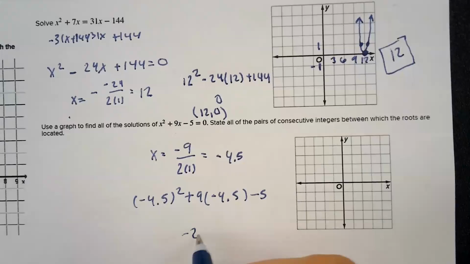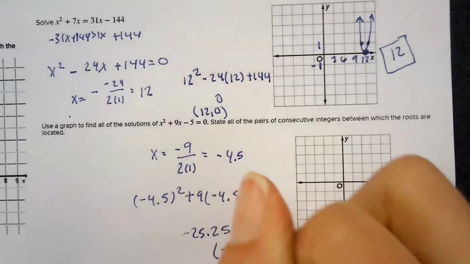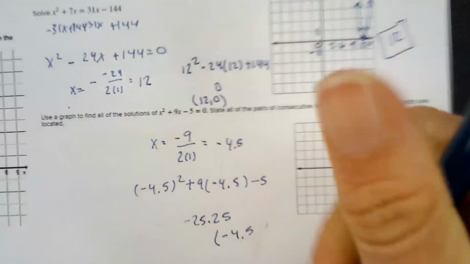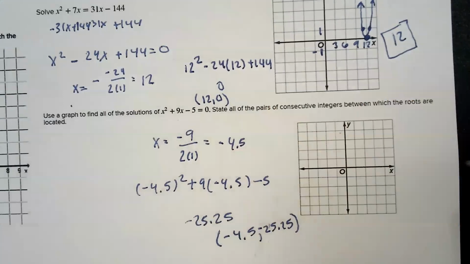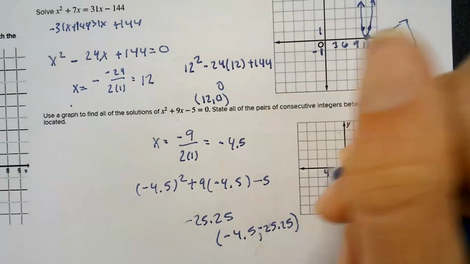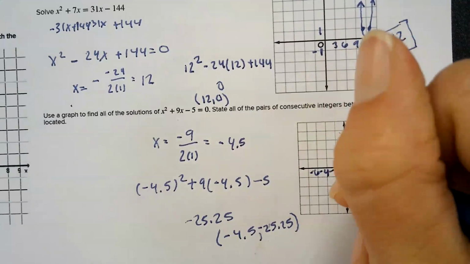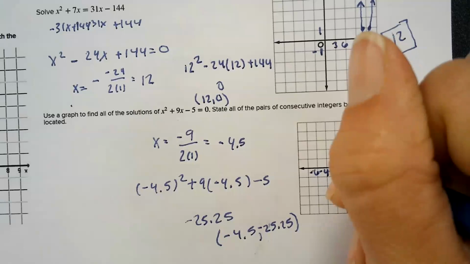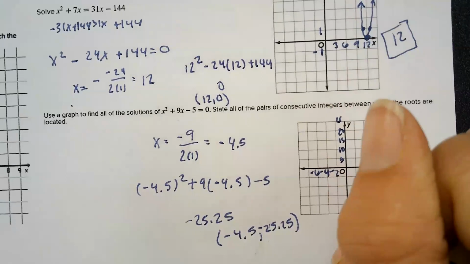We get -25.25. So a vertex at -4.5 and down 25.25. I'm going to scale this one by 2s: 2, 4, 6, that's -2, -4, -6. And I'm going to count this one by 5s: 5, 10, 15, 20, 25. Uh-oh, it's going to be down here right off the graph. And negative 4.5 will be about right here.